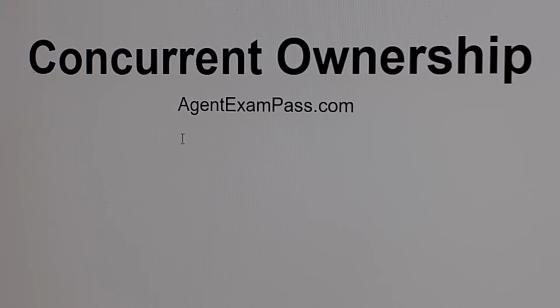The opposite of concurrent ownership is ownership as an individual, or ownership in severalty. Concurrent ownership is when two or more people own real property at the same time. Synonyms: co-ownership. Antonyms: ownership in severalty. Related words: tenancy.